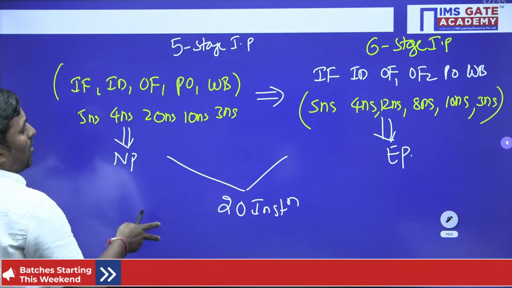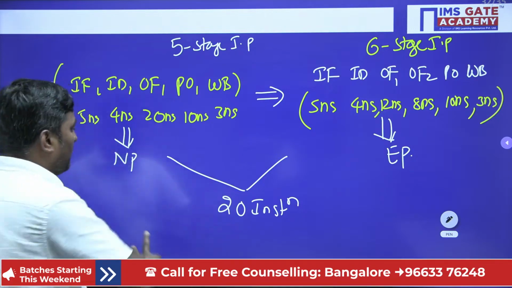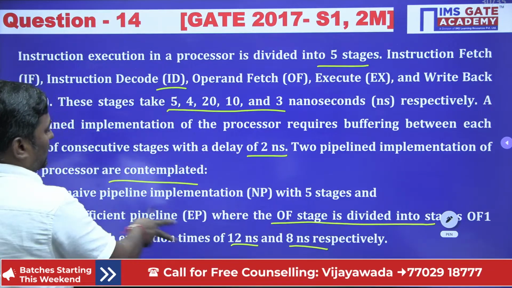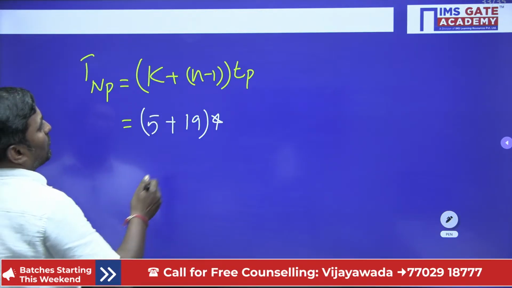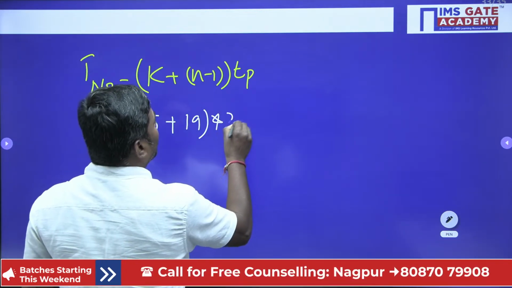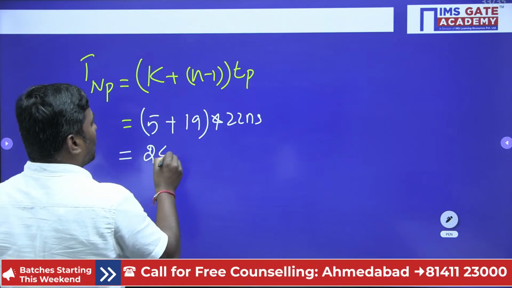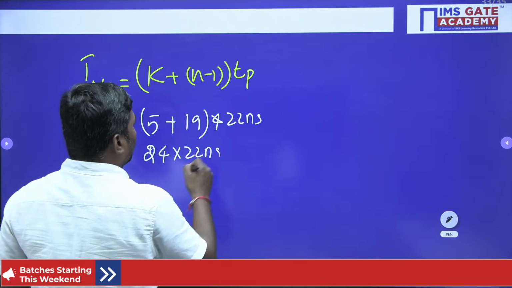Maximum stage delay, right? What is the maximum stage delay? 20 nanoseconds. Are they given register buffer overhead? They said yes, the delay is 2 nanoseconds. Simple. So now what is TP? 20 plus 2, 22 nanoseconds. So this is going to be 24 into 22 nanoseconds. I hope you understand.